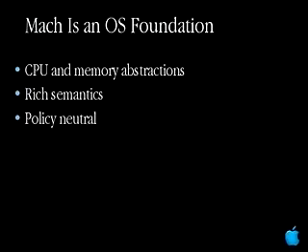Things like your tasks and your threads, the CPU and memory abstractions of the system. Right. Mach is intended to provide a rich set of semantics for those kinds of services. One of the things you'll find is that Mach was intended to develop lots of different operating systems on top. It was originally designed as a foundation for Unix operating systems.